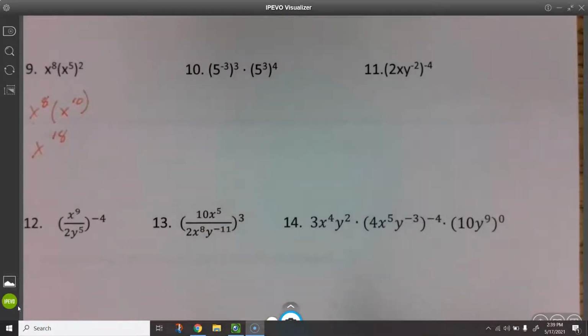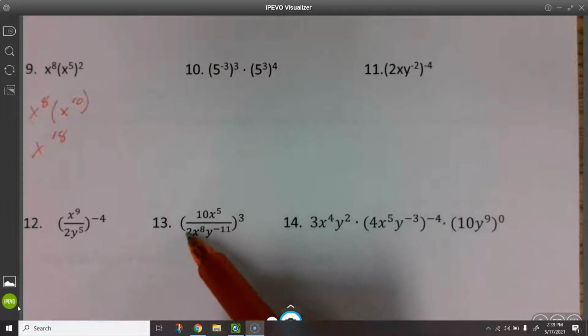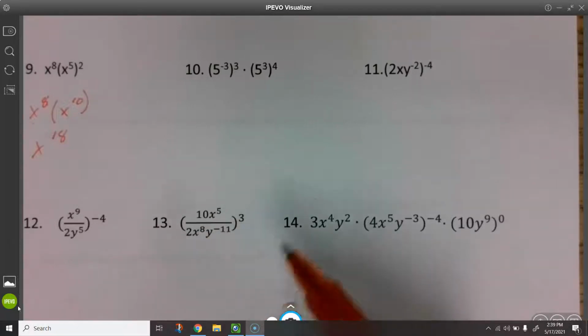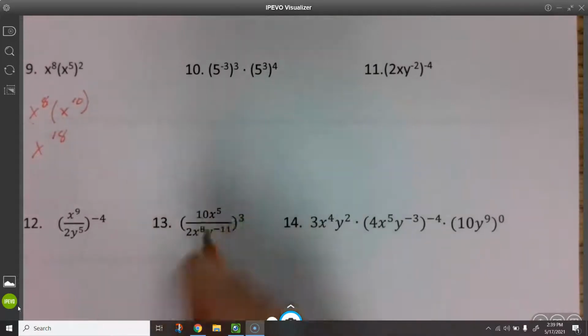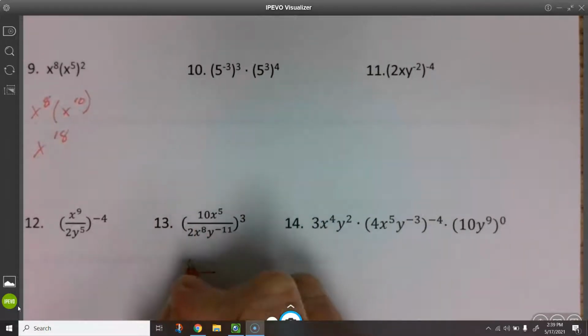Okay, if I have something like this, I can simplify the inside first, or I can take everything to the power first. It doesn't make any difference. A lot of times students will take everything to a power. This one might be simpler to simplify inside first, which is what I'm choosing to do. Because look at the 10 and the 2. That can reduce down to a 5.